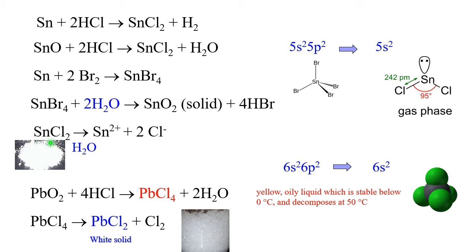Tin(II) chloride can easily dissolve in water to make Sn2+ hydrated ions and chloride ions. It's a colorless salt. In the gas phase, however, it can make a molecule with a lone pair coming from s electrons, like this.